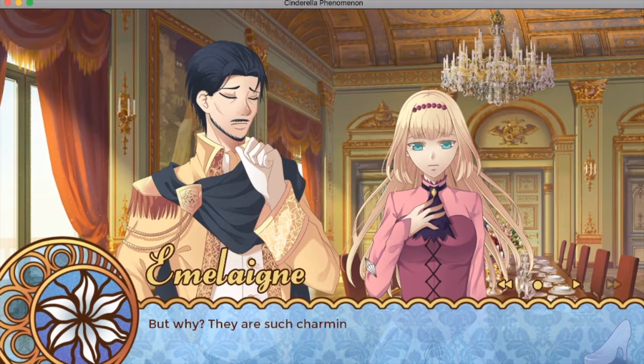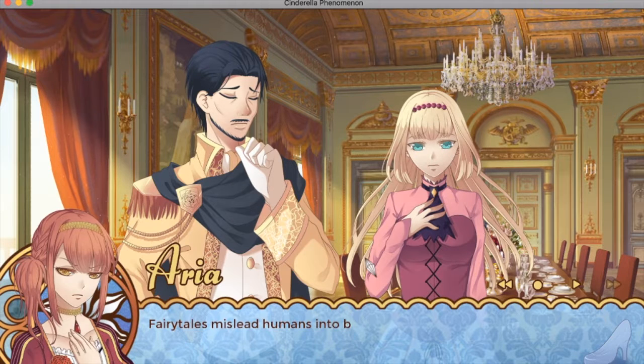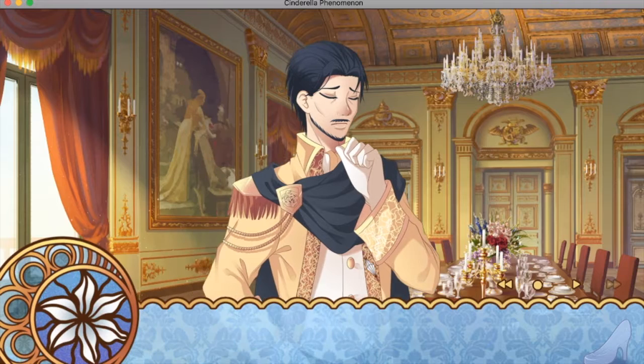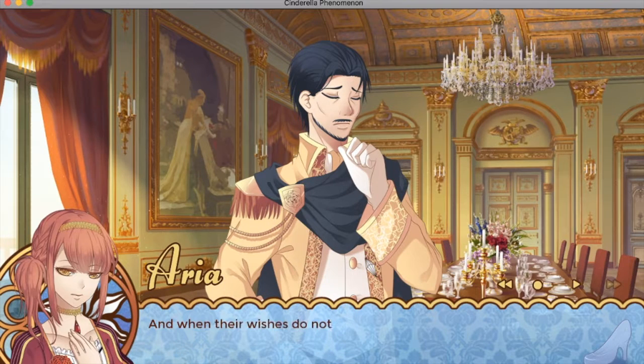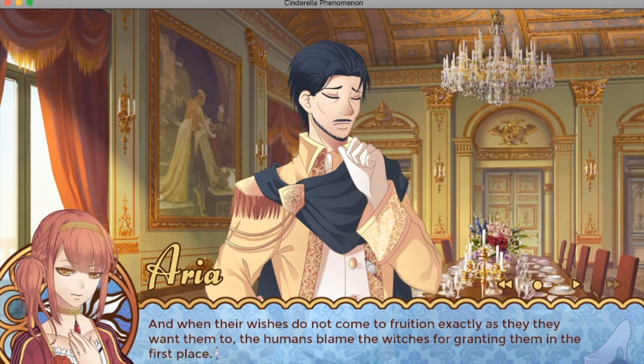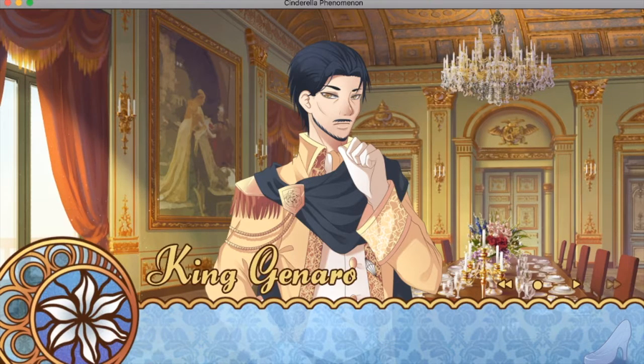Oh. But why? They're such charming stories. Fairy tales mislead humans into believing they can have things they do not deserve. Fame, riches, love, happily ever afters. And when their wishes do not come to fruition exactly as they want them to, the humans blame the witches for granting them in the first place.